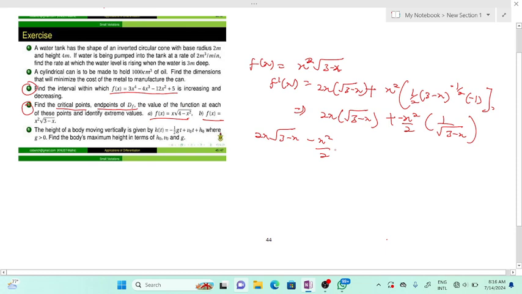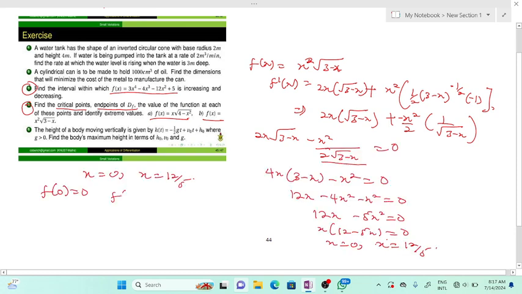Then I find the functional values of these. Once x is 0, obviously our function will be 0, okay? So f of 0 will be equal to what? 0. Is that not it? Then f of 12 over 5 will be equal to, we put 12 over 5 here.